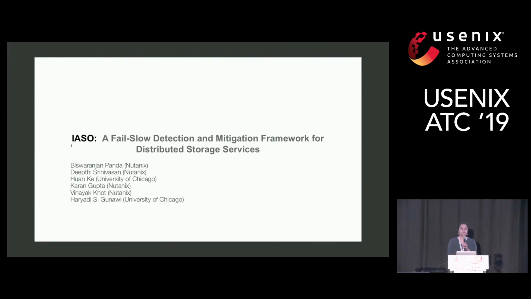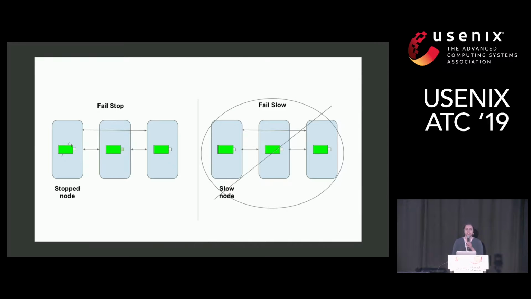IASO is basically a system that we built that can handle a class of failures that are not commonly addressed. Fault tolerance is a very important aspect to keep in mind while designing distributed systems. But common distributed systems are usually designed with what we call a fail-stop failure model, wherein we assume that a faulty node is going to be completely down.